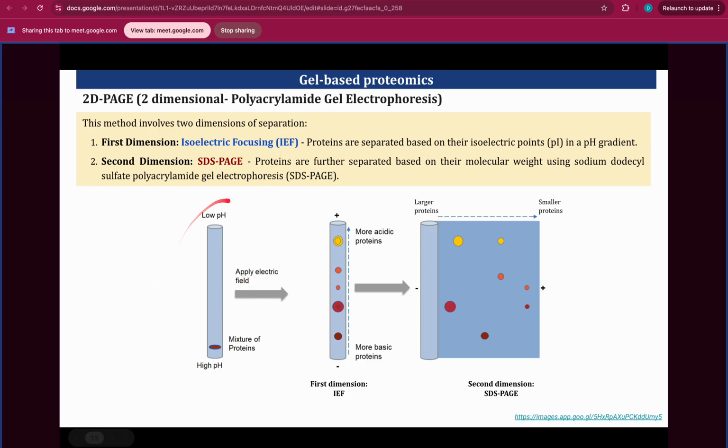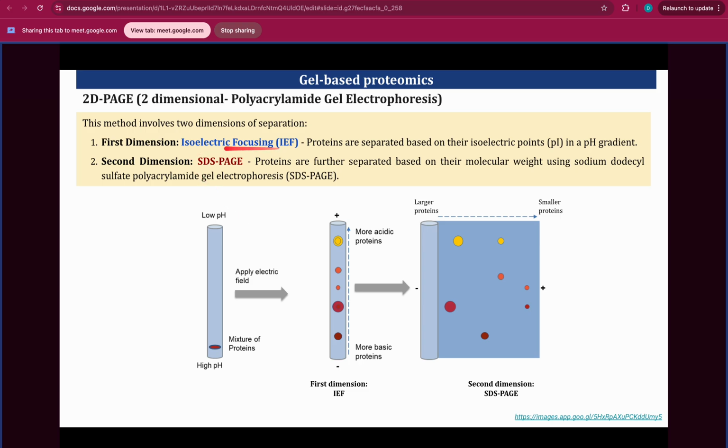So in the first step, we will add the protein mixture here and we will provide the electric field. In the presence of the electric field, that protein sample will start its movement depending on the isoelectric point. The isoelectric point is the point where the complete charge on the protein is 0, when it is in the neutral state, when there is no charge on the protein. So the pH where that charge becomes null is known as the isoelectric point.